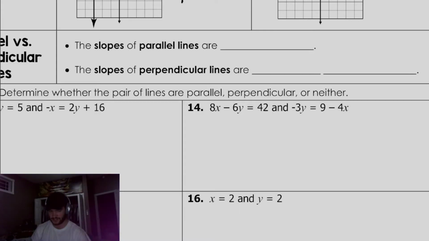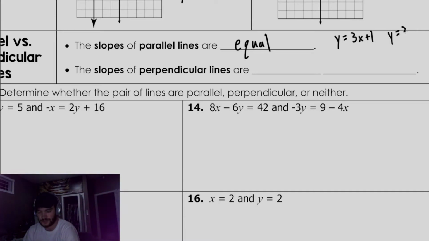Slopes of parallel lines are equal. Okay? So y equals 3x plus 1. The parallel line to it is y equals 3x plus 2, right? They will go up at the same rate. They will have the same slope, rise over run, but they just won't be connected. They're just right next to each other. So they have an equal slope.